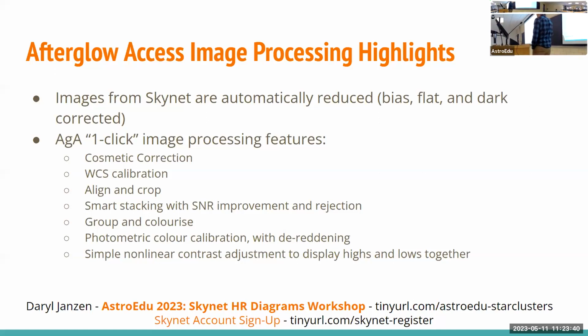Anyway, so those are the basic steps. So Afterglow accesses image processing tools. The basic highlights are that we can take images from Skynet. They're automatically reduced. So you submit your observation to Skynet, and Skynet's pipeline will automatically do the bias, flat, and dark reduction and WCS calibration, and now it's more accurate than it was a year ago.